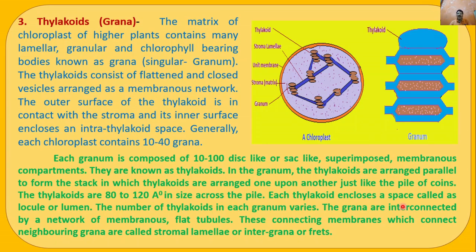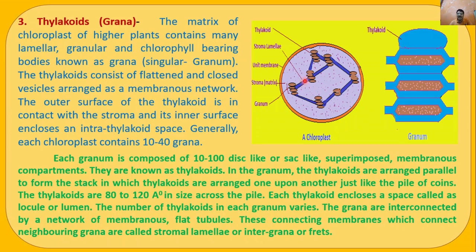Each thylakoid encloses a space, which is called the lumen or locule. So this space is known as the lumen or a locule. The number of thylakoids in each granum varies. The grana are interconnected by a network of membranous flat tubules, and these connecting membranes which connect neighboring grana are known as stromal lamellae.